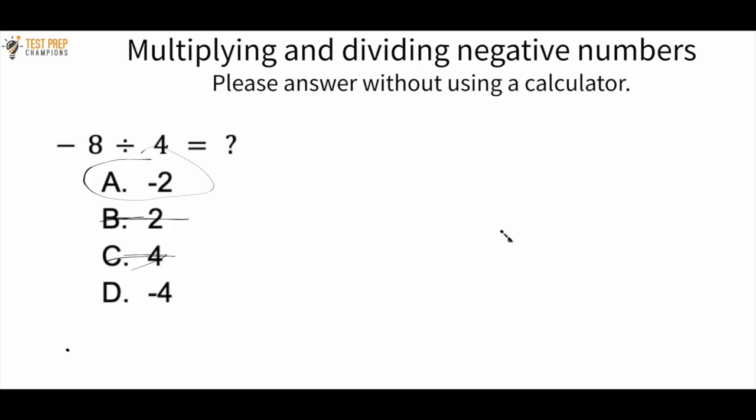But the most important point that I want you to take away from this example is that a negative divided by a positive gives you a negative, and the same is true for multiplication. A negative multiplied by a positive gives you a negative.